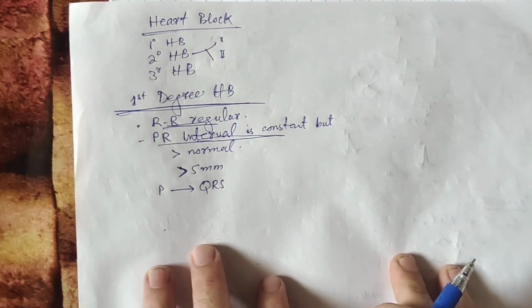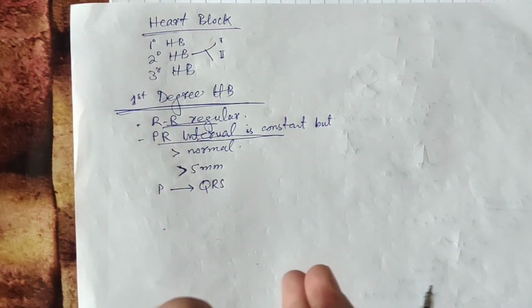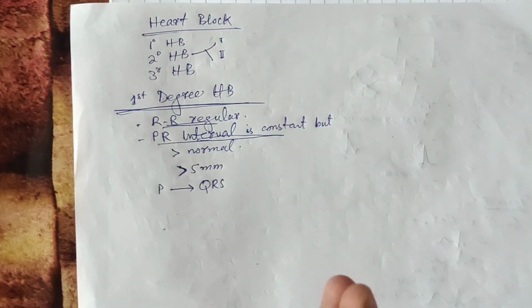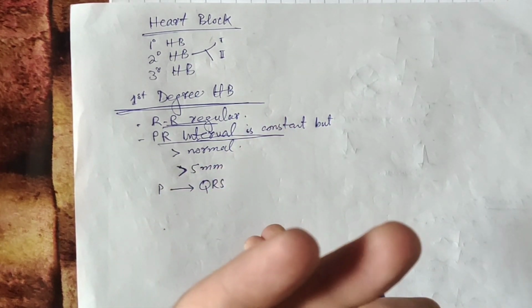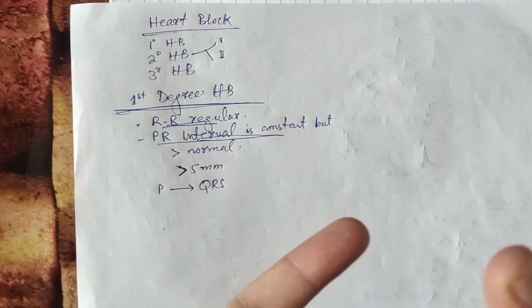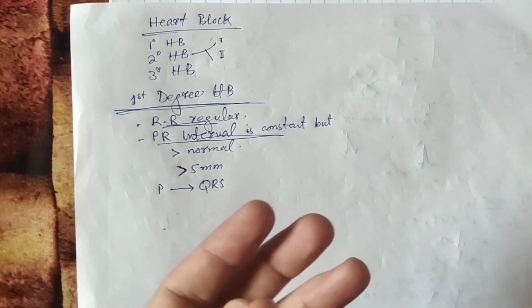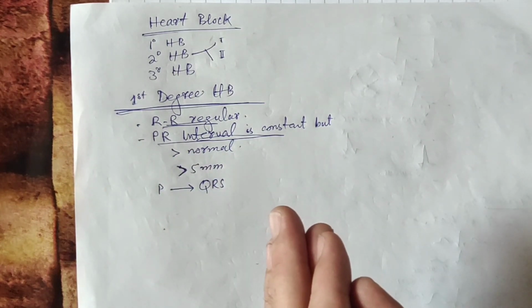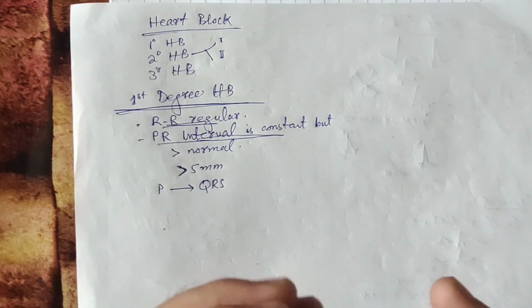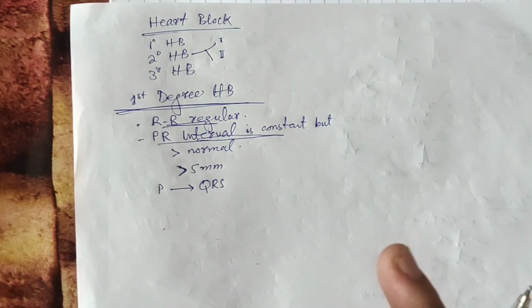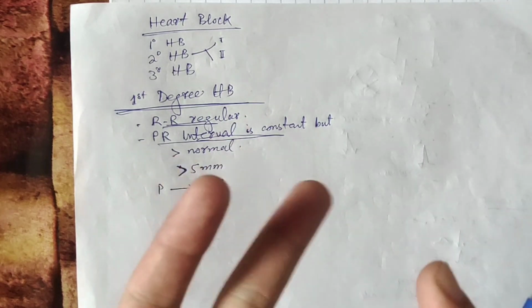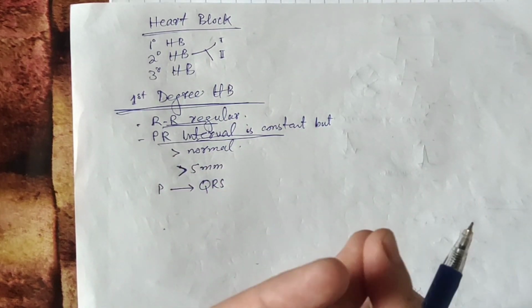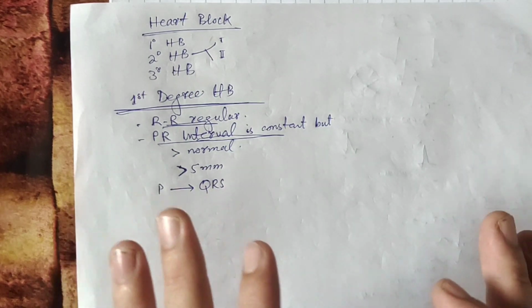What are the causes of first degree heart block? Acute MI on the top. Ischemic heart diseases, acute rheumatic fever, myocarditis, and hypokalemia when there is vomiting, so electrolyte imbalance, which cause first degree heart block. And there are some drugs which also cause first degree heart block: beta blockers, calcium channel blockers, and digoxin. Hope you remember all this.